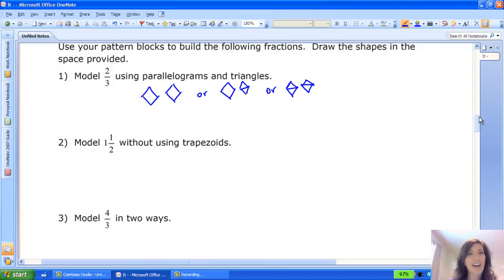Model 1.5 without using trapezoids. Oh, so we could say, well, we could use 1 hexagon. That would be our 1 part. And then a half, we can't use the red trapezoids. So another way to model half would be those 3 triangles. So there we go, 1.5.